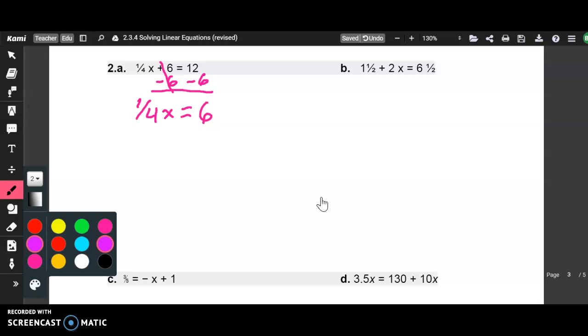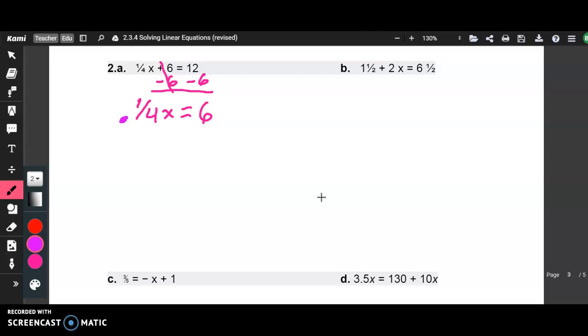In this case, when we have a fraction like this, what we're going to do is multiply by the reciprocal. Now, the reciprocal means that we are basically flipping our fraction. So instead of 1/4, it becomes 4/1. So we're going to multiply by the reciprocal as the opposite operation here. So I'm multiplying 6 by 4/1.